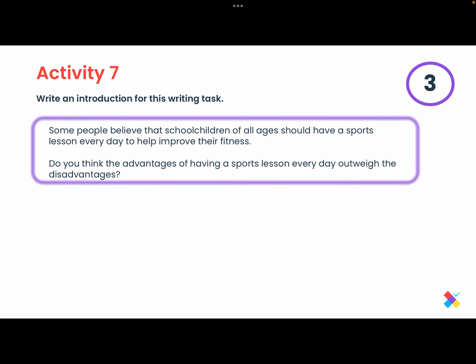All right, the last activity is basically putting it all together, because you're going to write an introduction for this writing task. Now, I've decided to give you 3 minutes. You might need more than 3 minutes, I don't know, 5 or 6. I strongly recommend you stick to the timing. If you need more time, then go to maximum 5 minutes.